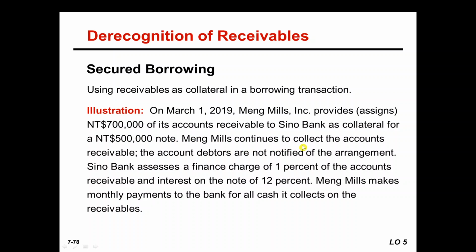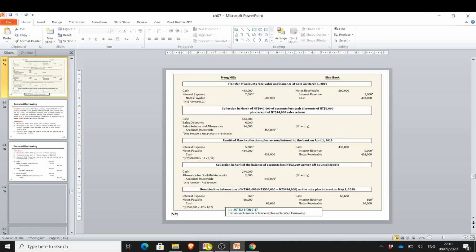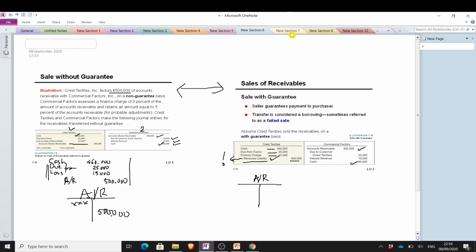So Mang Mills continues to collect the account receivable. The account debtors are not notified of the arrangement, so the customers are not notified of this arrangement between Mang Mills and Sino Bank. Sino Bank assesses a finance charge of 1% of the account receivable and interest on the note of 12%. Mang Mills makes monthly payments to the bank. So here, let us see.